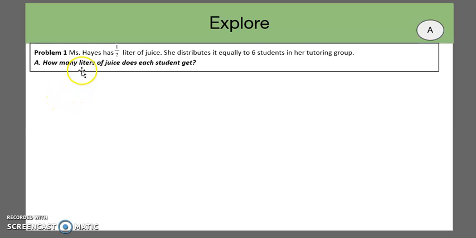So the first question is, Miss Hayes has 1/2 liter of juice. She distributes it equally to 6 students in her tutoring group. How many liters of juice does each student get? So in this problem, we would have students pause the video and try to work through the problem on their own. And we want to encourage students to look at the question, annotate it, read it for clarity, and develop a plan.